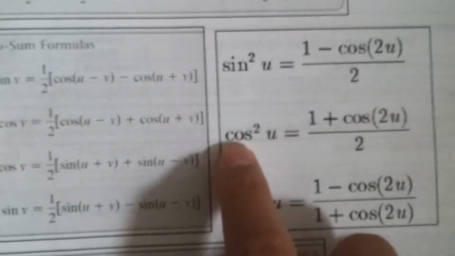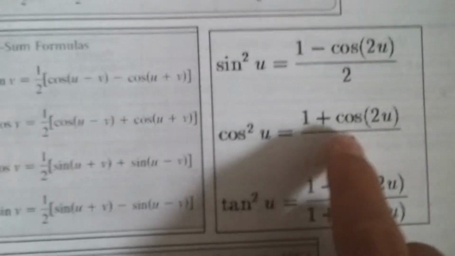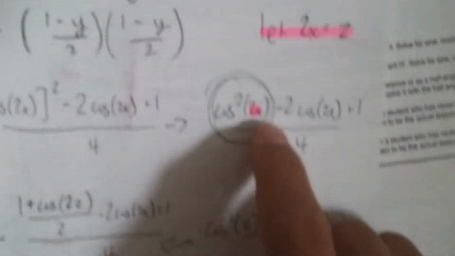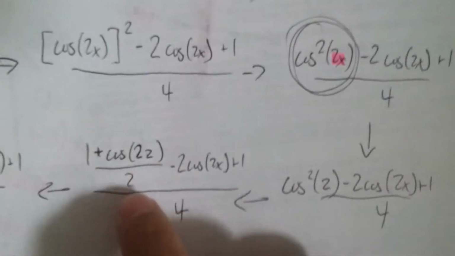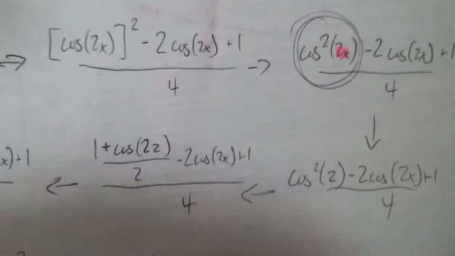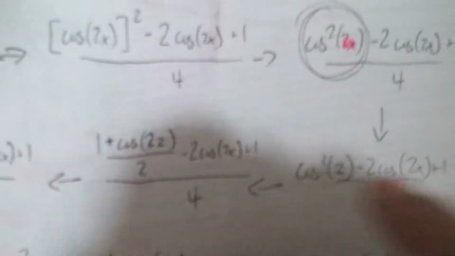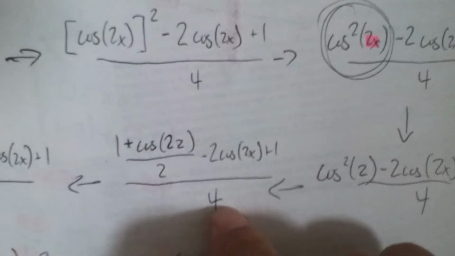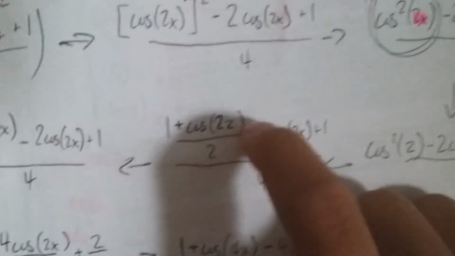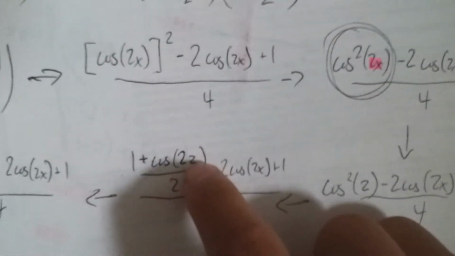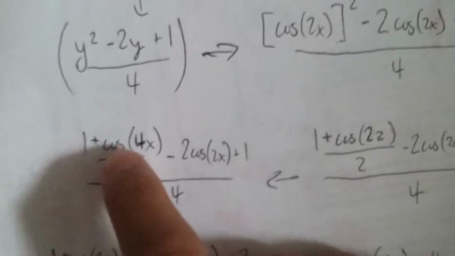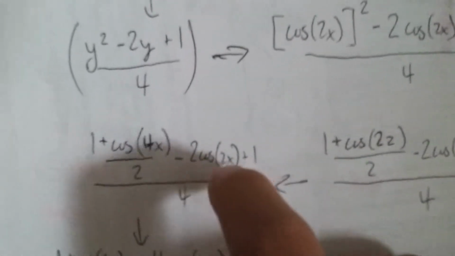Imagine the u was z, so it would be cosine squared z equals 1 plus cosine 2z divided by 2. So we're going to plug that in for that problem right here. Drag it down right here. So that becomes like that: 1 plus cosine 2z divided by 2 minus 2 cosine 2x plus 1 divided by 4. Over here, we're going to plug in our z value to be 2x, but remember 2 times 2x equals 4x. So it looks like this: 1 plus cosine 4x divided by 2 minus 2 cosine 2x plus 1 divided by 4.